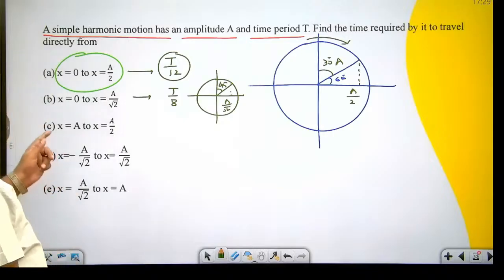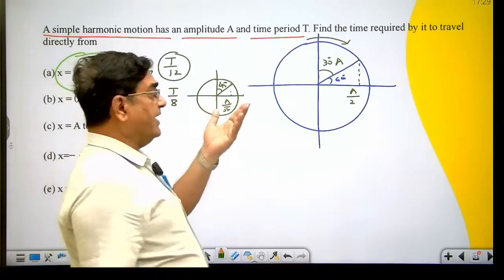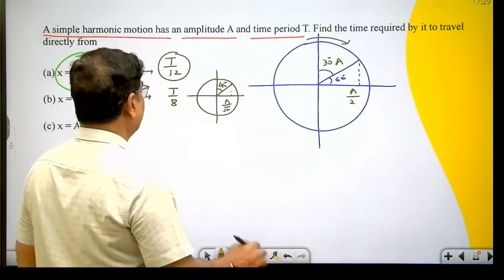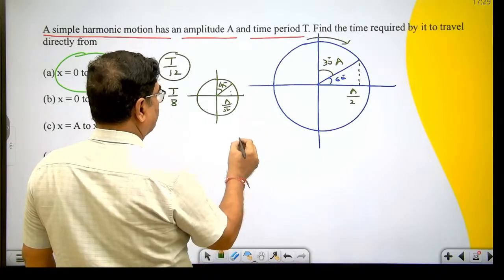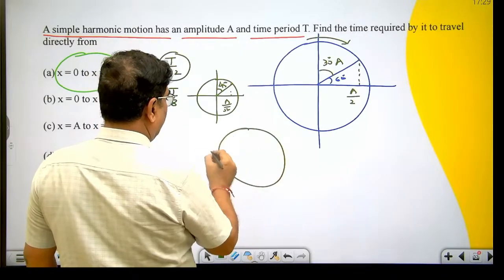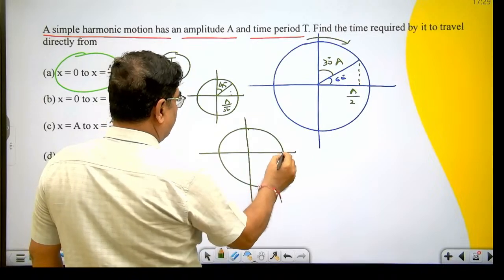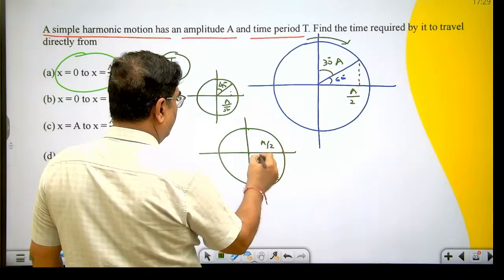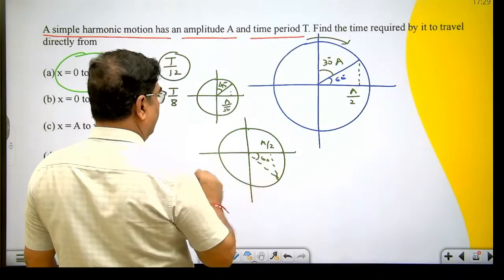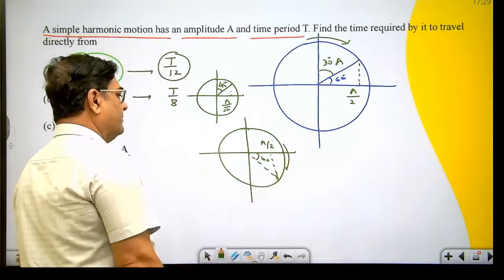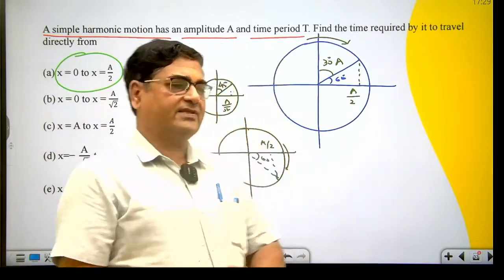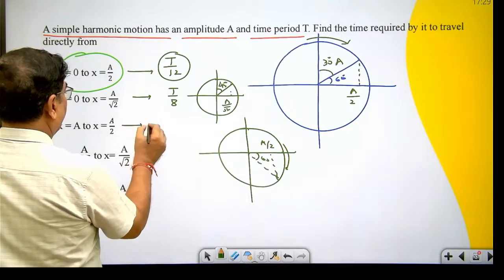Okay. Now from x equal to a to x equal to a by 2. Okay. X equal to a to x equal to a by 2 means the particle is coming from extreme position. Dear student, look at this diagram. This is x equal to a and this is x equal to a by 2. This position will come when angle rotated will be equal to 60 degree. 60 degree means how much? 60 degree will be equal to how much time? This will be T by 6. Okay. So time here will be equal to T by 6.